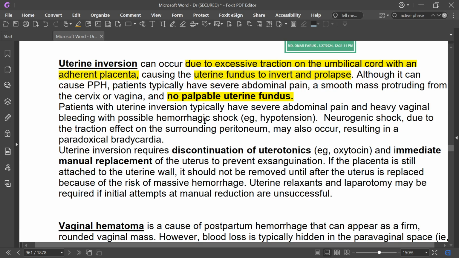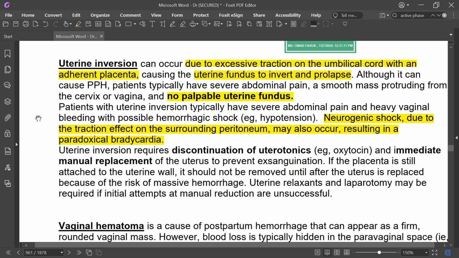Patients with uterine inversion typically have severe abdominal pain, heavy vaginal bleeding with possible hemorrhagic shock, and hypotension. Neurogenic shock due to traction of the surrounding peritoneum may also occur, resulting in paradoxical bradycardia.